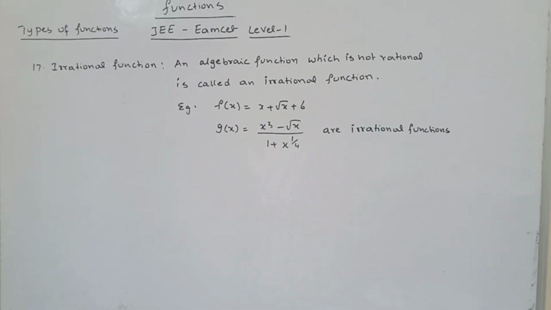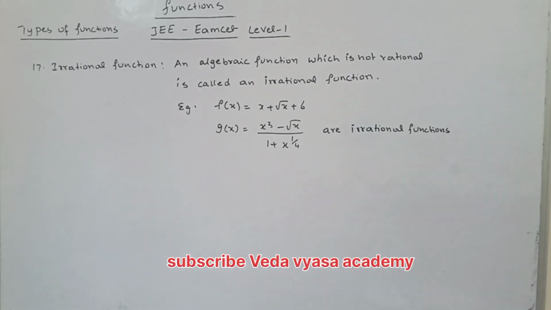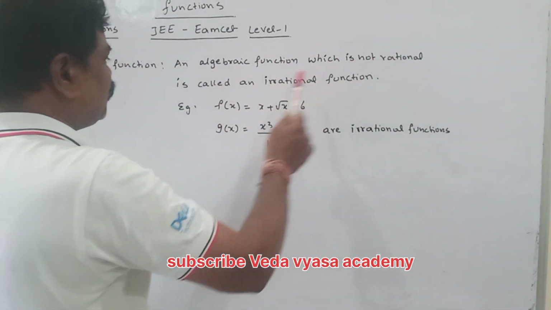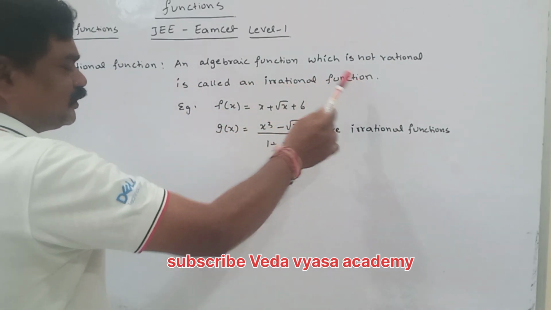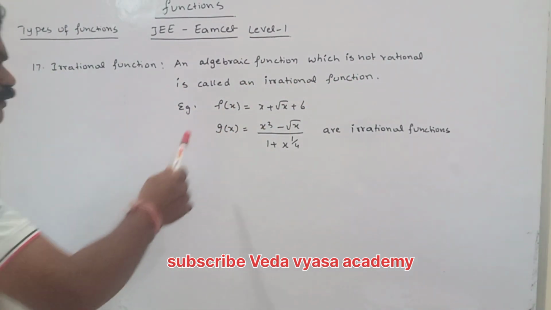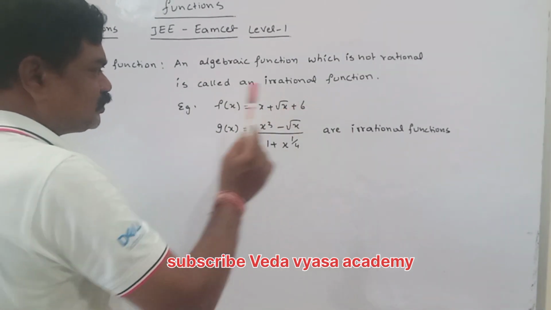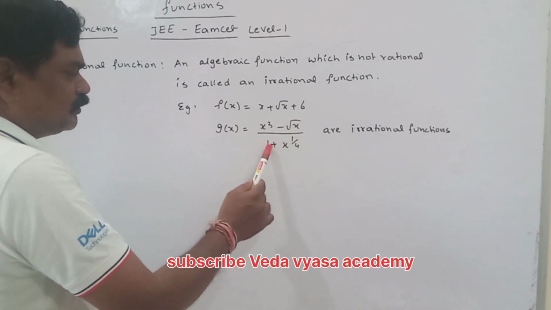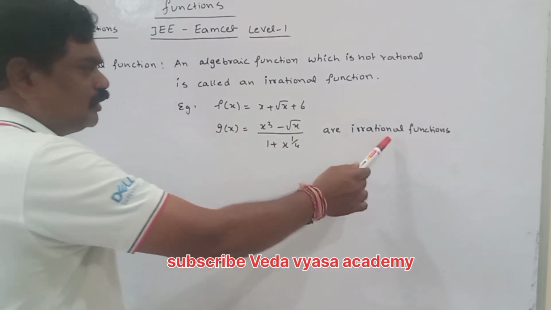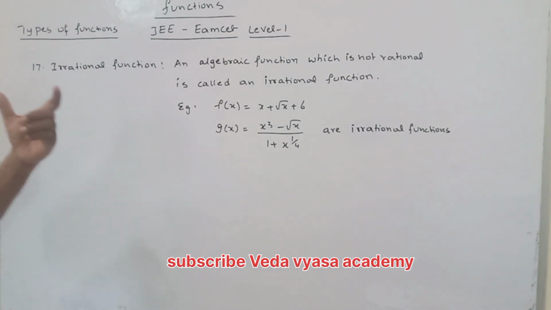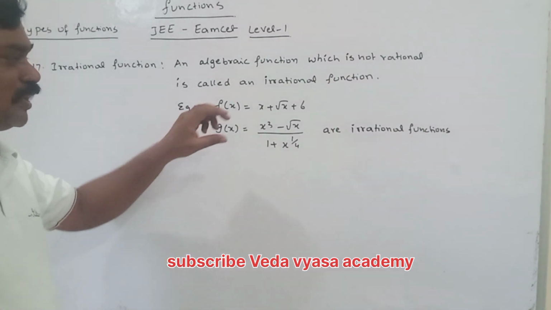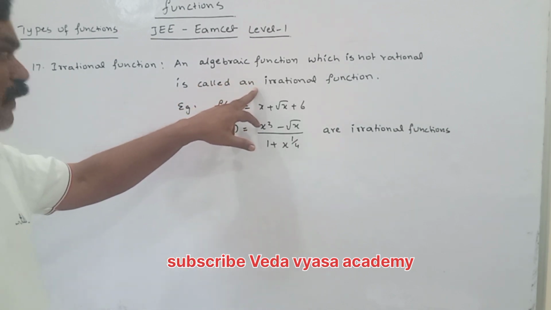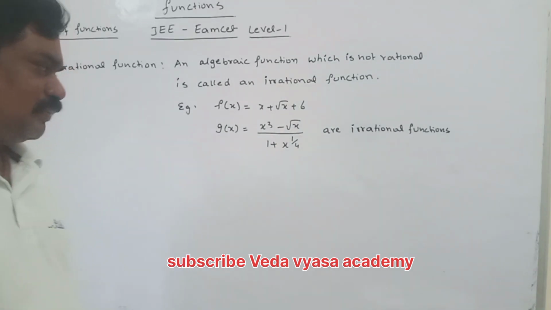Dear viewers, types of functions: irrational function. An algebraic function which is not rational is called an irrational function. Example: f of x is equal to x plus root x plus 6, g of x is equal to x cube minus root x by 1 plus x power 1 by 4 are irrational functions. An irrational function has irrational numbers in it, so that type of function is called an irrational function.